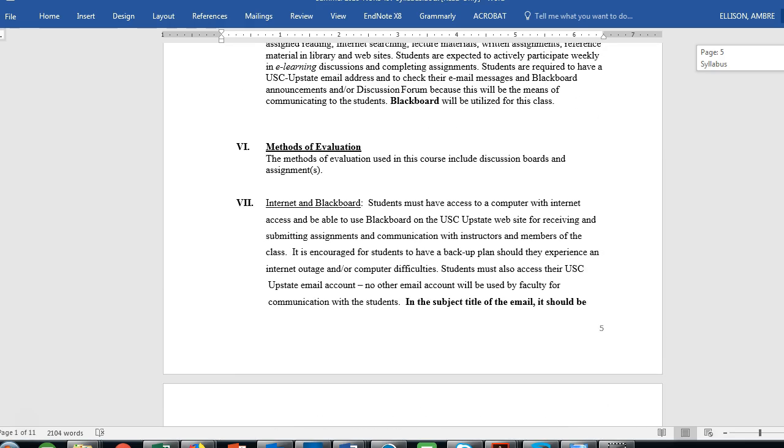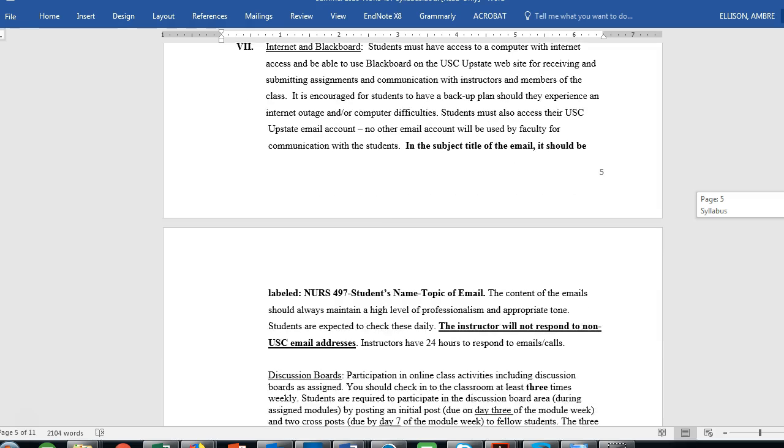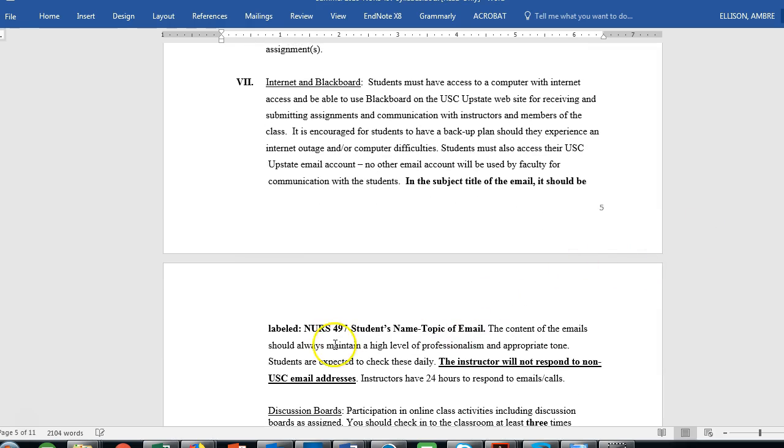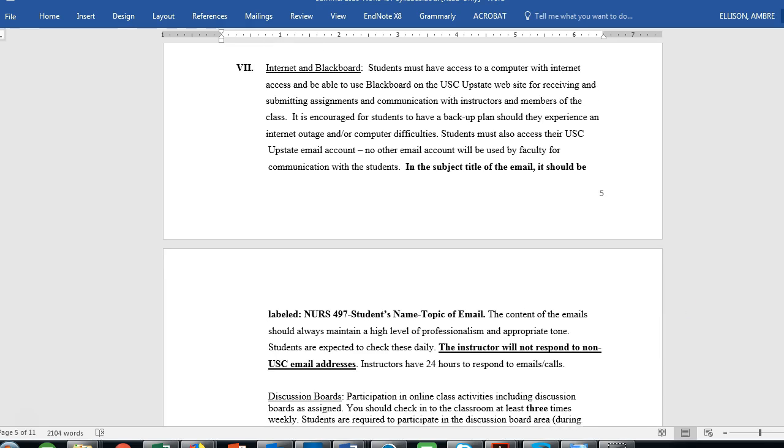One of the more important things is that you need to have access to a computer because this is an online class. Anytime you email your instructor, you need to put the class number in the subject title of the email. So an example, Nurse 497, the student's name and the topic. If it is not a USC email address, the teacher will not respond.